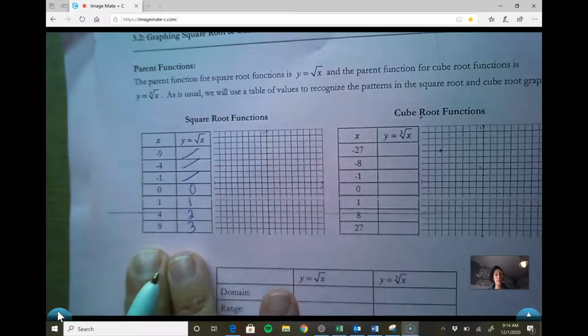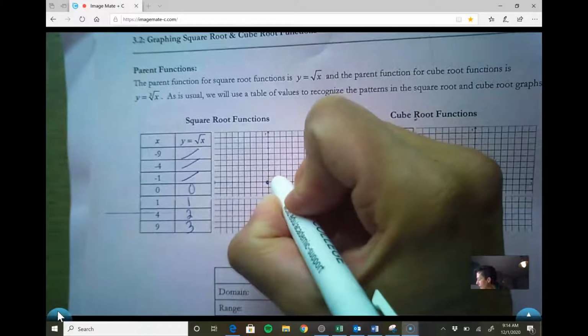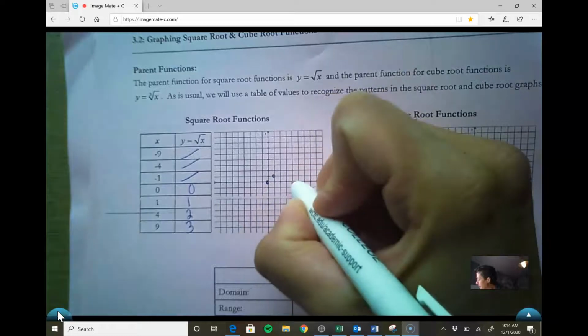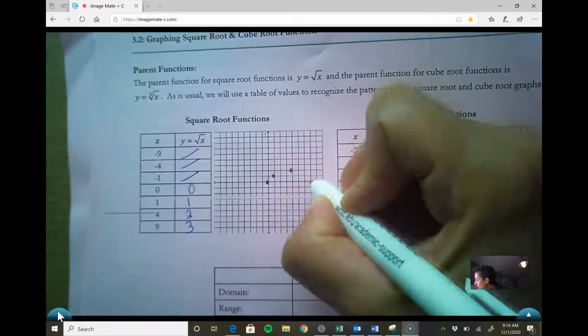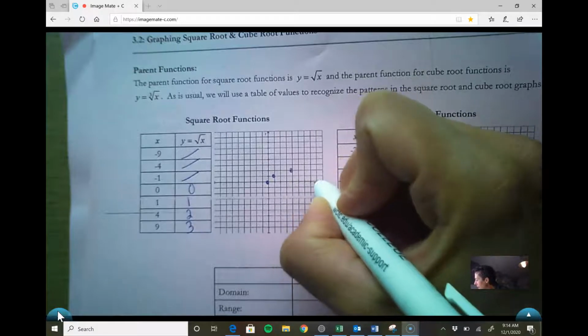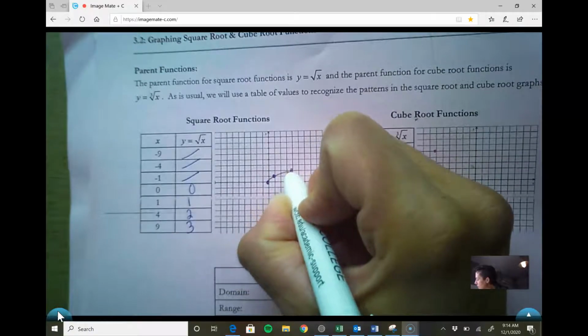So let's graph our parent function. So we're going to start with (0, 0). We got (1, 1), (4, 2), and then over 1, 2, 3, 4, 5, 6, 7, 8, 9, and 3. And the shape just goes like this.